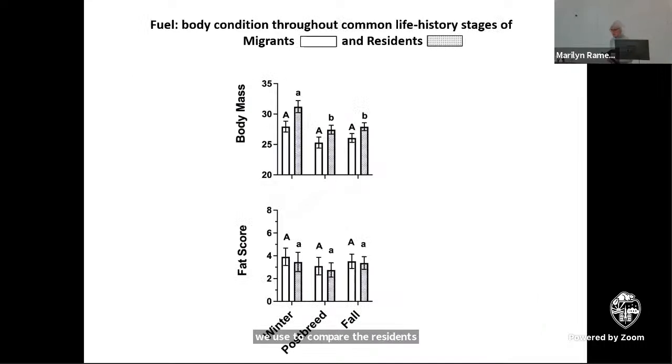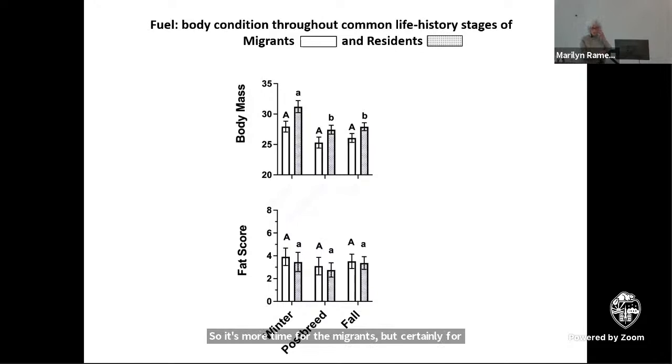Now let's go through the same array of data. If we look at body mass, body condition throughout the common garden stages, what pops out is that we're picking up an increase in mass in January among the residents over the other 2 stages. No change across the migrants. So it's more of a quiet time for the migrants, but for the residents, something is going on in January.